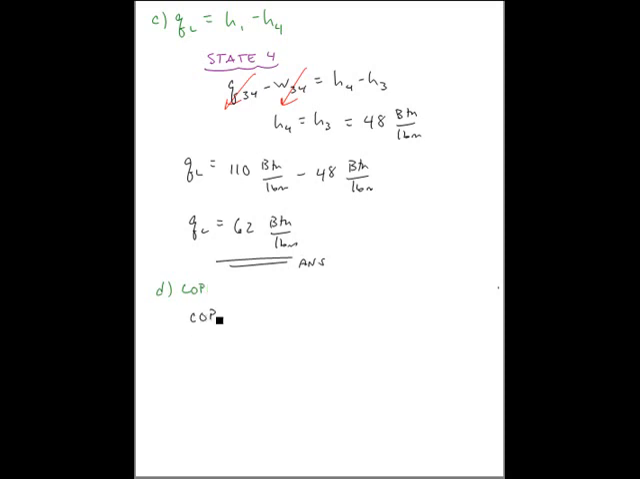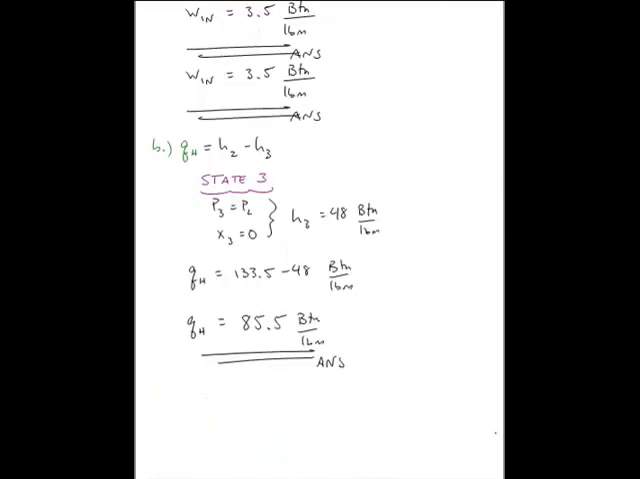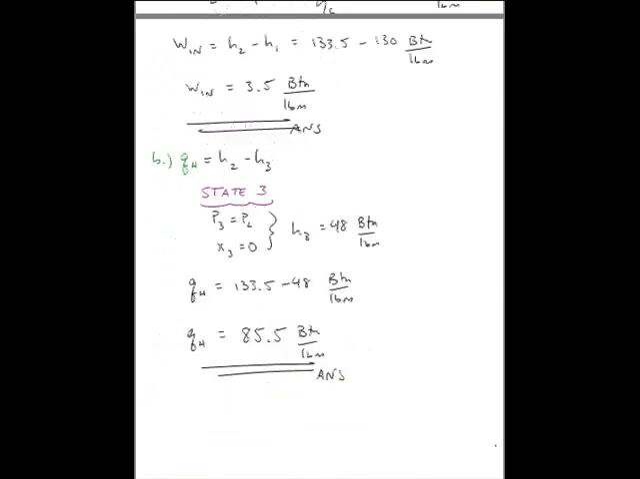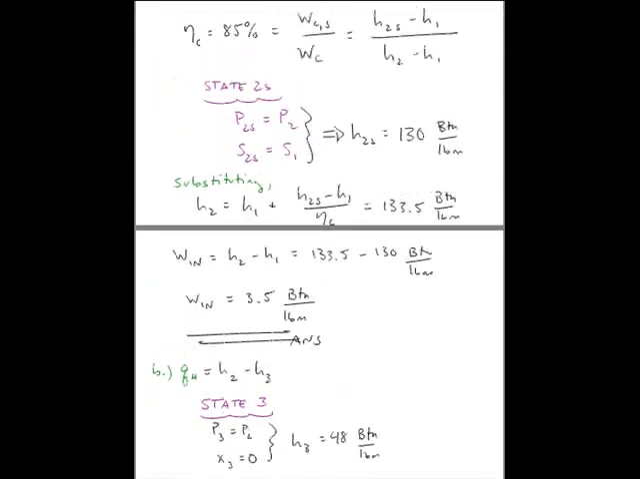The COP is equal to, what do I want? I want nice cold beverages, so it's Q_L over my work in, and that is 62 BTUs per pound mass divided by my work in, which was part A, which is 3.5 BTUs per pound mass. I think I made a mistake there. What am I doing? Oh yeah, H1 is 110, so cancel that out. I'll write it in red. And 110, and that's 33.5. There we go, much better.